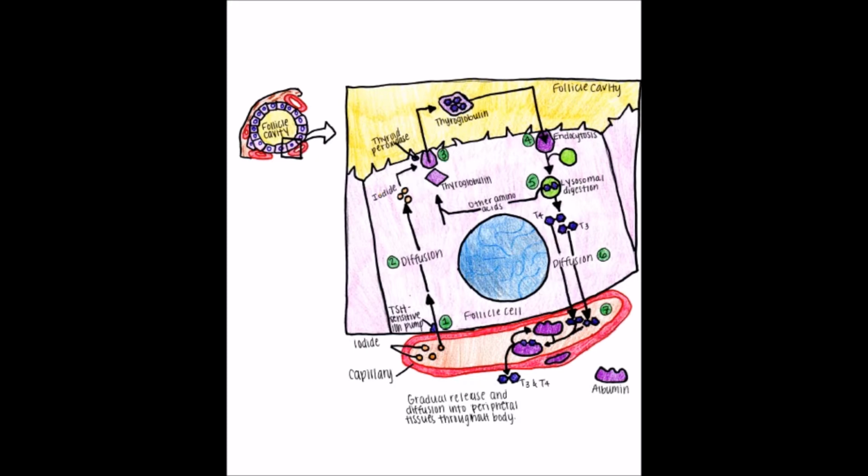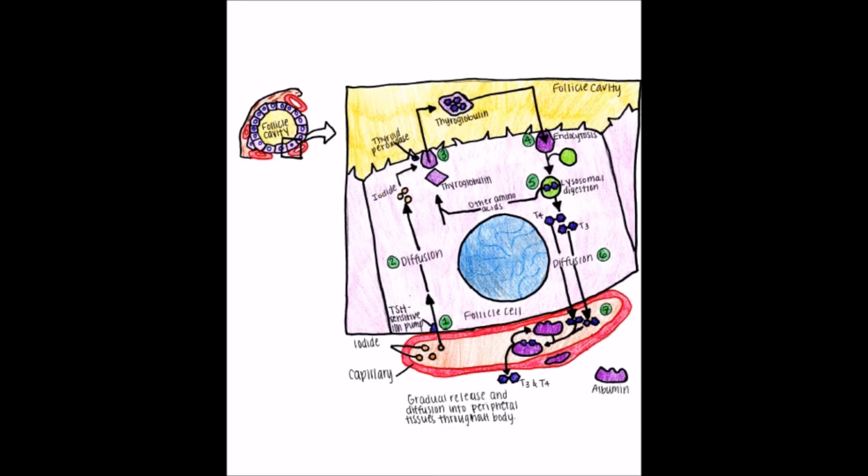Step 5 in the synthesis and regulation of thyroid hormone: lysosomal enzymes break down the thyroglobulin, and the amino acids and thyroid hormones enter the cytoplasm. The amino acids are then recycled and used to synthesize more thyroglobulin. Step 6 in the synthesis and regulation of thyroid hormone: the released molecules of T3 and T4 diffuse across the basement membrane and enter the bloodstream. About 90% of all thyroid secretions is T4, and T3 is secreted in smaller amounts.